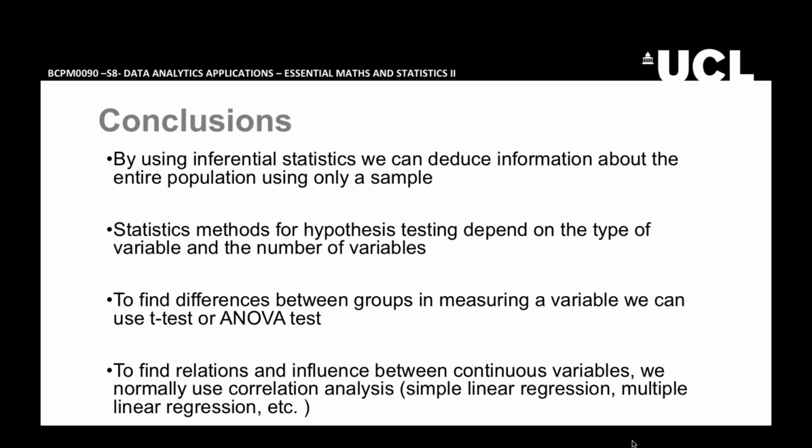To find differences between groups when measuring a continuous variable, we use the t-test or ANOVA, depending on the number of groups that we are going to compare. For 2 groups, we will use the t-test. For more than 2 groups, we will use the ANOVA. And finally, if we want to find relations and the influence between continuous variables, we will use correlation analysis.